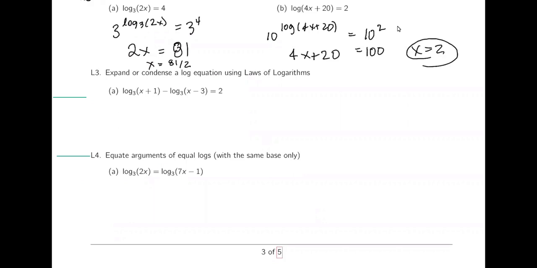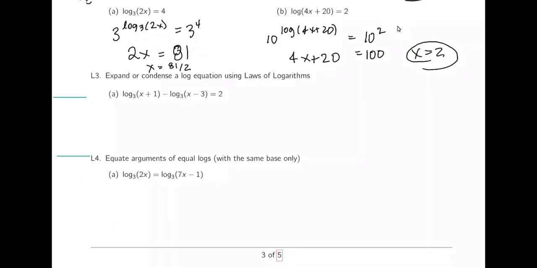I have my variables in two places. So not only do I want to get my variables out of the log, I need to get my variables together in one log so that I can get them out of the log using method E1 or L1 or L2. So I'm going to use my law of logarithms to condense this. Remember, I'm going to take that subtraction to division, and I'm going to write this as the log base 3 of x plus 1 over x minus 3 is equal to 2.